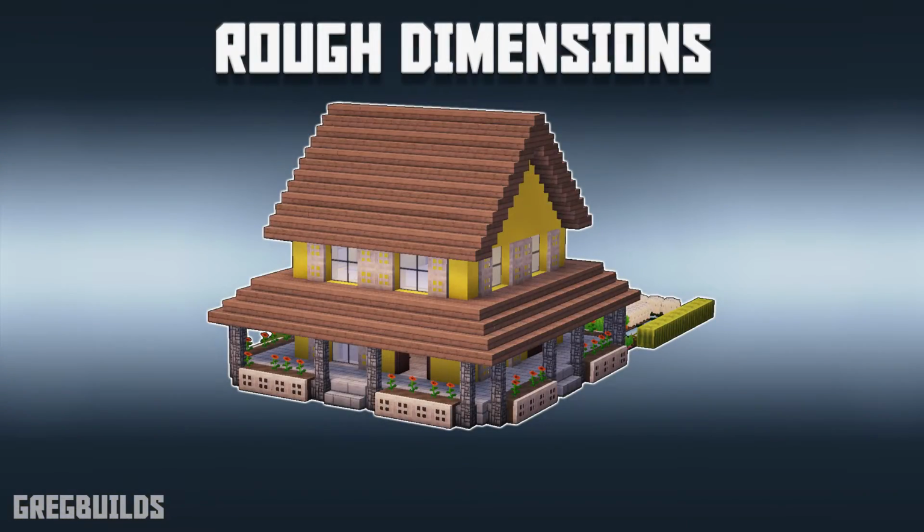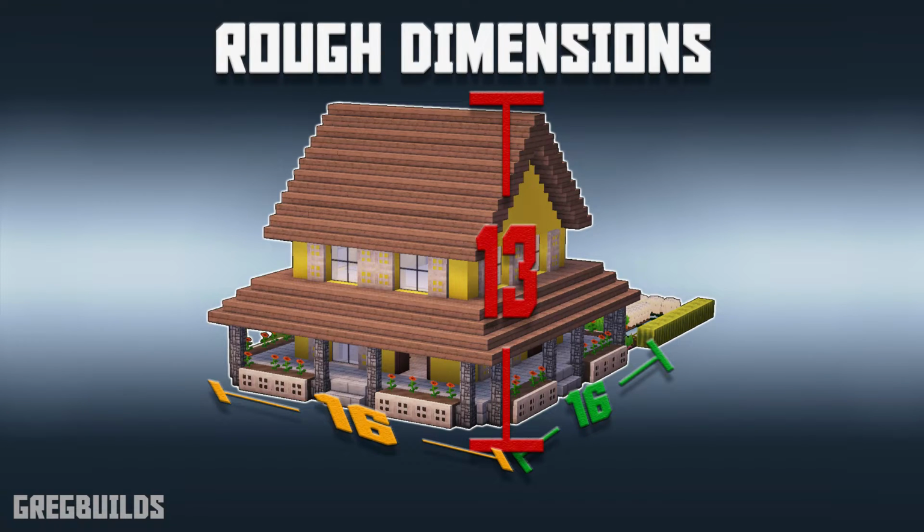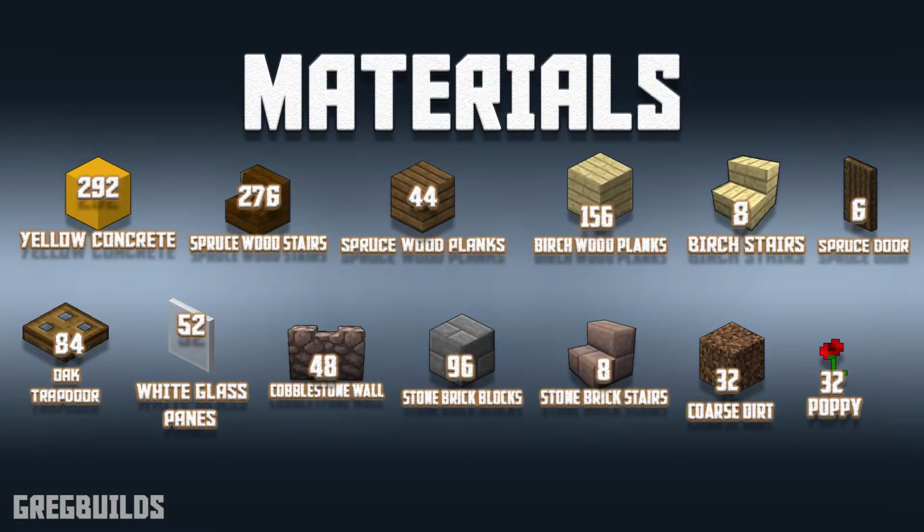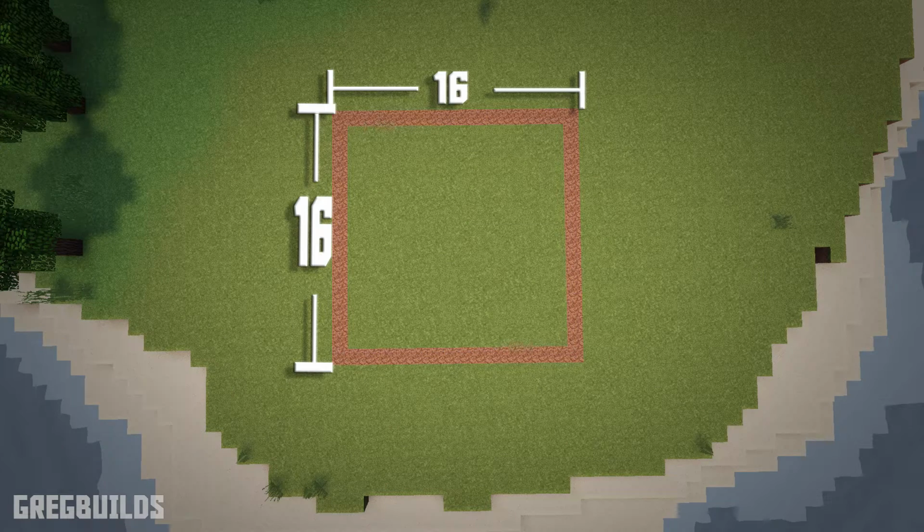Also, this suburban house is roughly 16 by 16 blocks wide, and it is 13 blocks tall. Also, here's the completed list of materials you'll need to build the suburban house. As a side note, this entire build project will require 16 block by 16 block area spacing. And I marked my area out with dirt, and you can do the same, that way you know how big the layout is before we start the build.